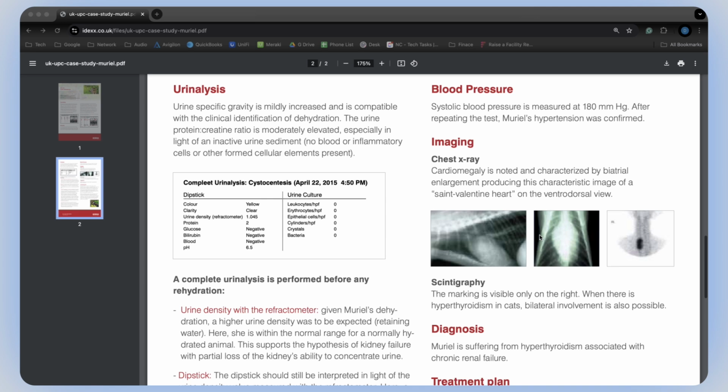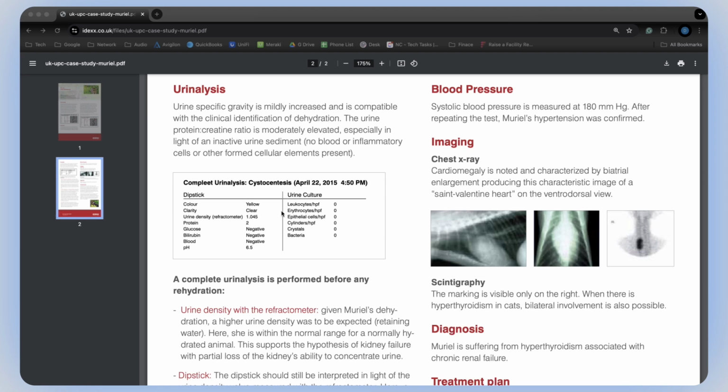So let's do that UA. We did the UA, and here are our results. What's our specific gravity? 1045? Okay. We didn't see any crystals or any white blood cells. Okay. pH 6.5. Protein 2.